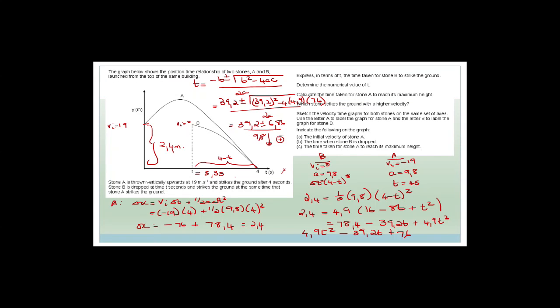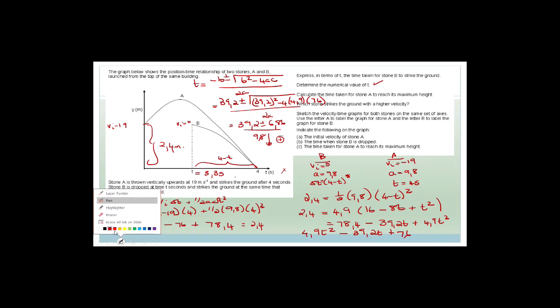Whew! Okay, fine. I'm not quite sure what I did wrong there. I think I just made a mathematical error right at the bottom. Okay, right. So now we know that the time was 3.3. Then it says, calculate the time taken for the stone to reach maximum height.